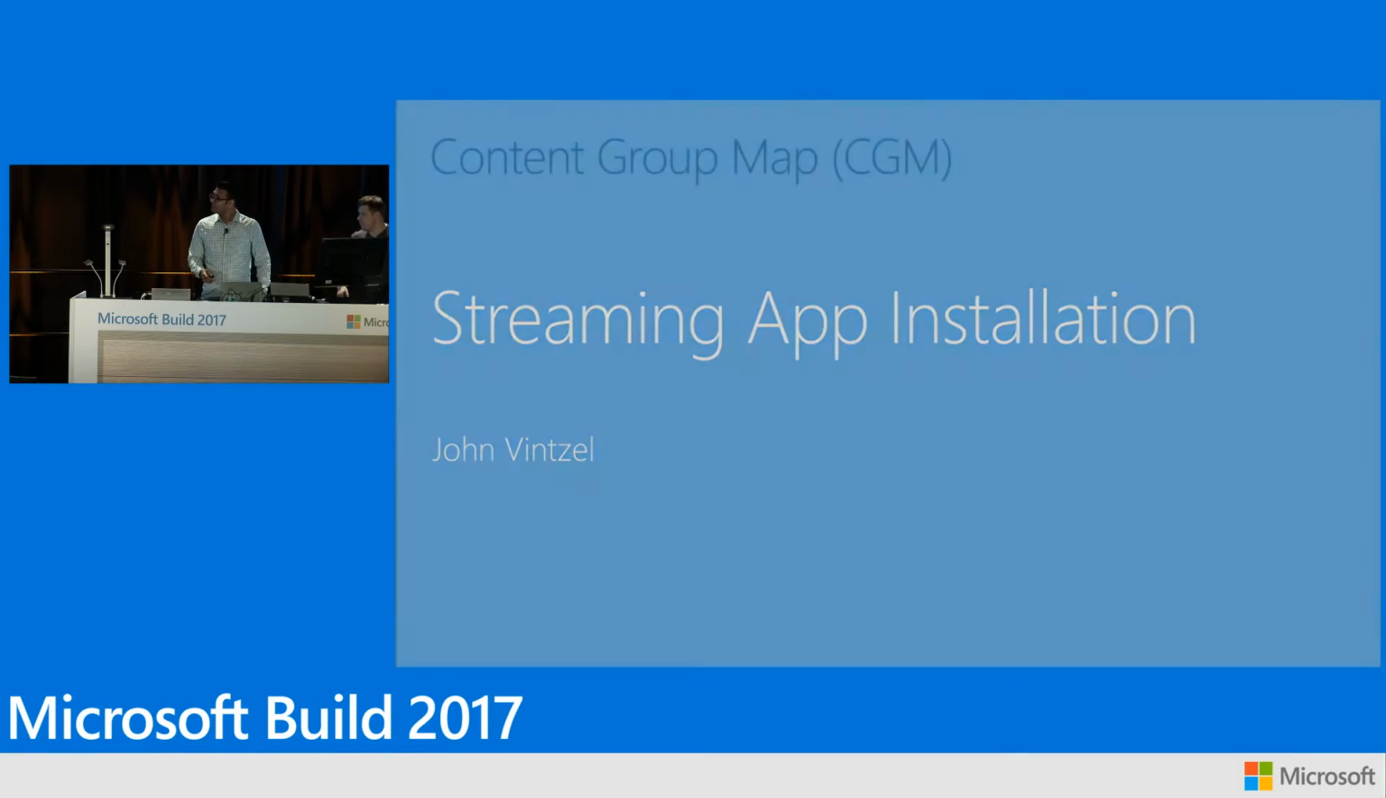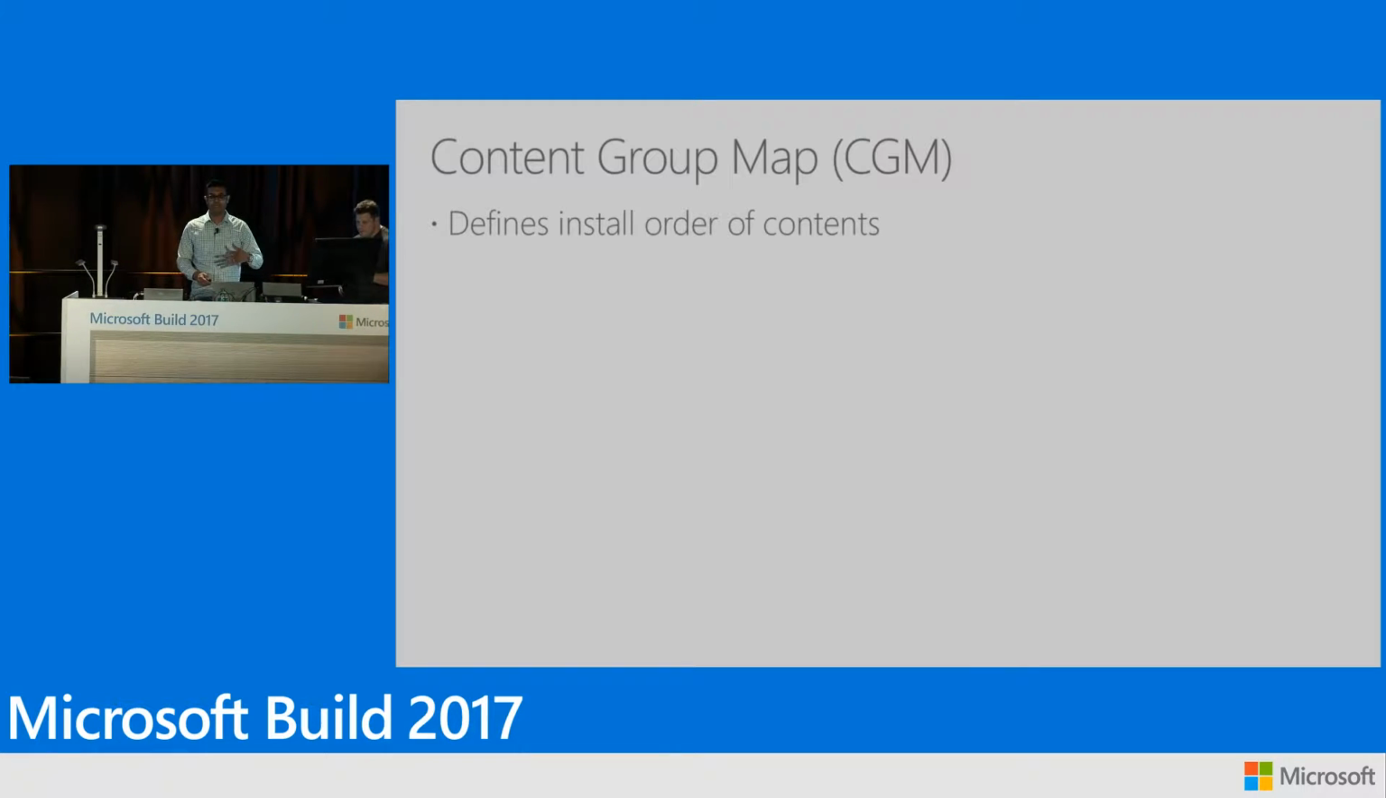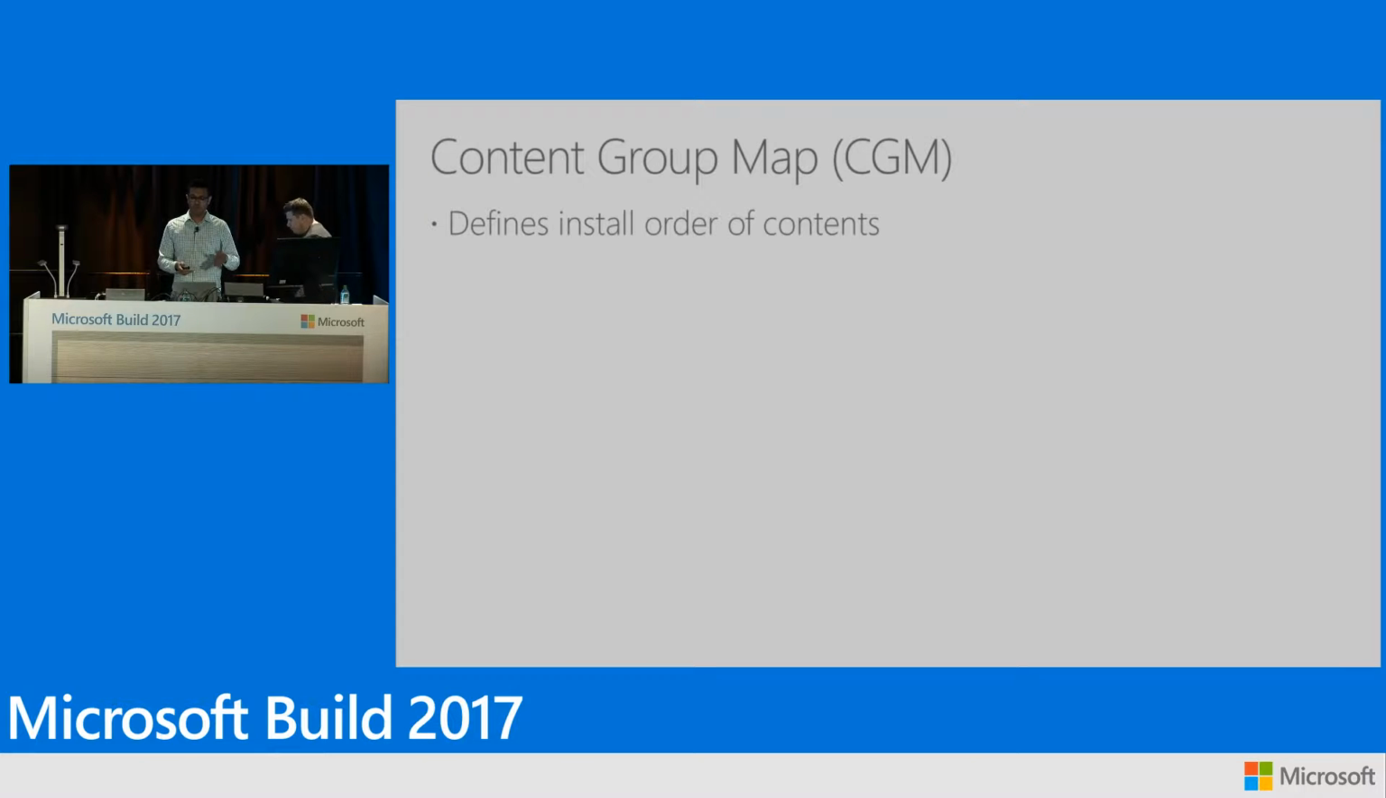So the basics of the way you create a streaming application is to go define a content group map. So it's a file, and in that file you go and list all of your content, and you group them into groups. And the order in which you define the content groups ends up being the order in which the application gets installed. So this contains content. It could be all of your resources that you have in your app, and you can also have native code.